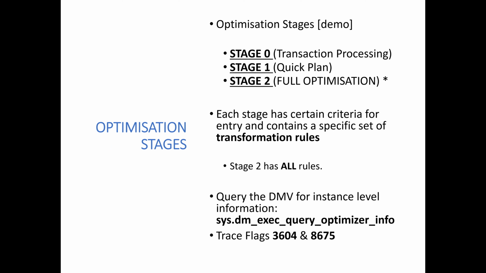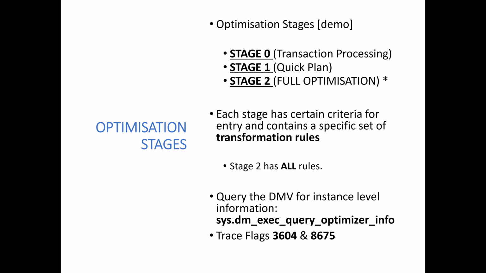Stage 1, which is known as quick plan, and then stage 2, which I think they just ran out of imagination at this point, coming to think of a name. So the third stage of full optimization is called full optimization. But hey, maybe they just thought, well, it kind of works.